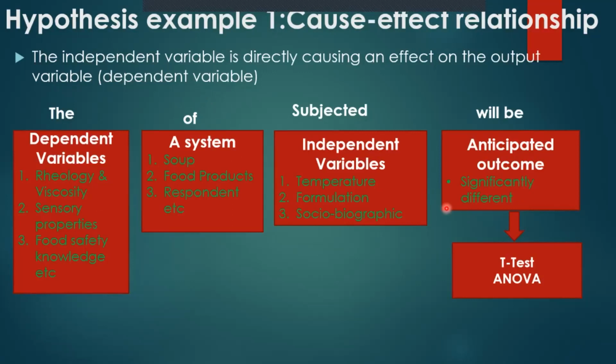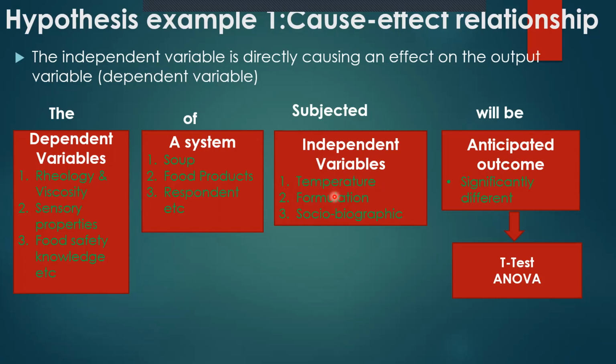So what are we having now? If I have the rheology of soup subjected to temperature, the independent variables, normally we divide them into groups or factors. So you should actually have different temperatures. When you do this kind of research, you have the variable that you are taking into the research, and we normally have them in groups, because when you do an experiment, you want to see how different groups behave. So in actual fact, in a cause-effect relationship, we normally split the independent variable into groups.